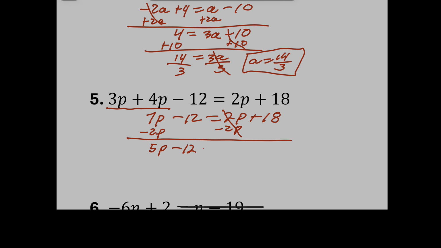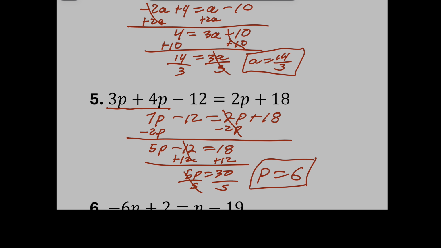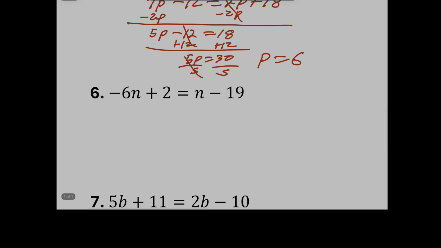5p minus 12 equals 18. Now I need letters on one side, numbers on the other. So I'm going to go ahead and add my 12. Boom, they die. And I'm left with 5p equals 30. Then I just divide each side by the coefficient, and I get p equals 6. Let's go on to number 6 now.